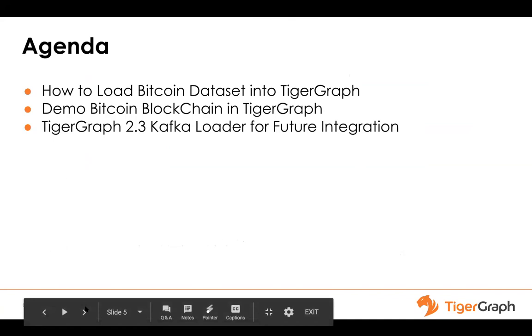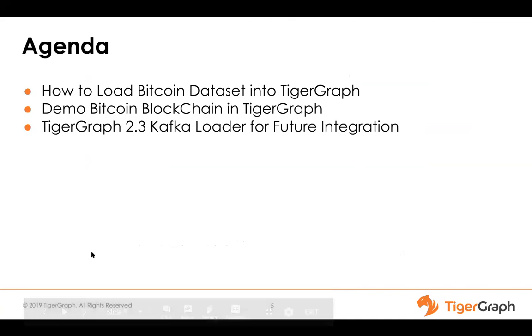Our agenda today is, first, Sai is going to show you how to load the Bitcoin dataset into TigerGraph, and then also demo the Bitcoin blockchain in TigerGraph. And I'm going to talk about potential future work using the Kafka loader with TigerGraph 2.3 for the blockchain live data.